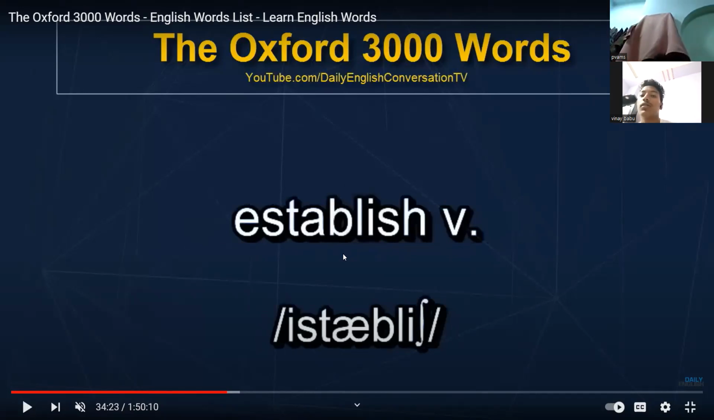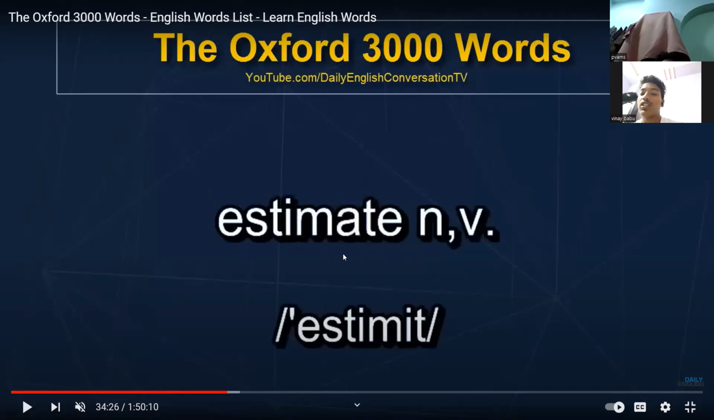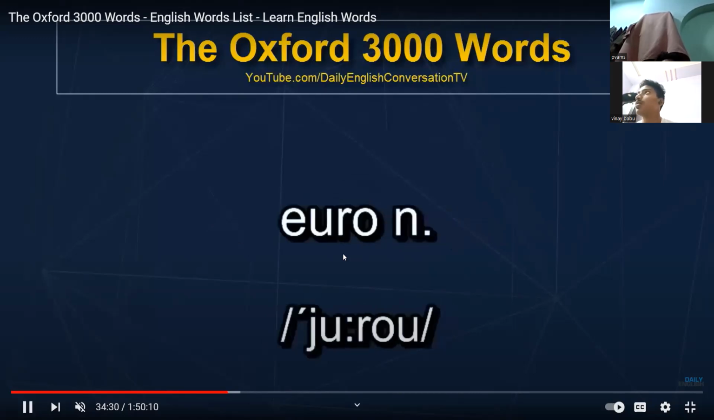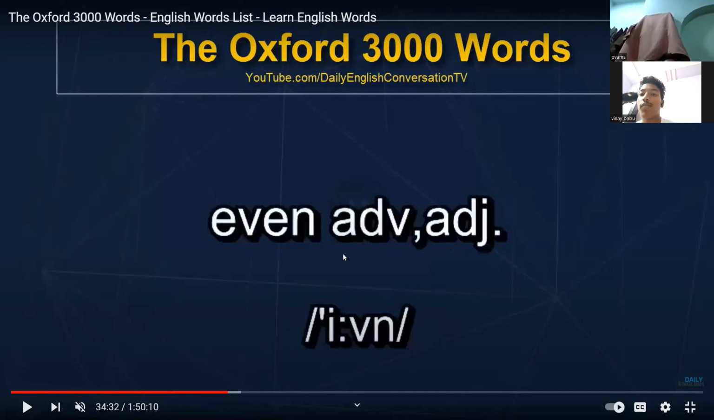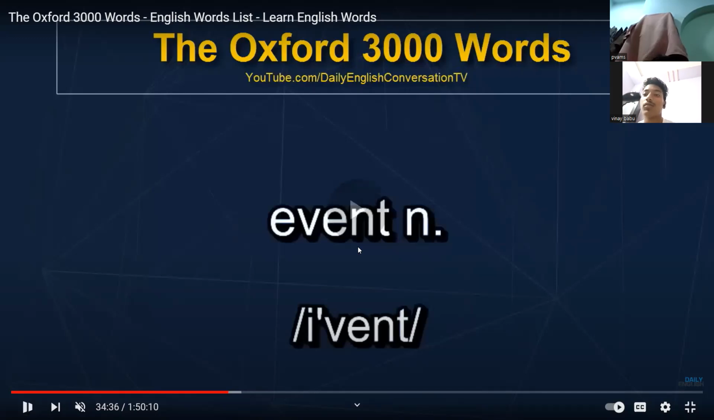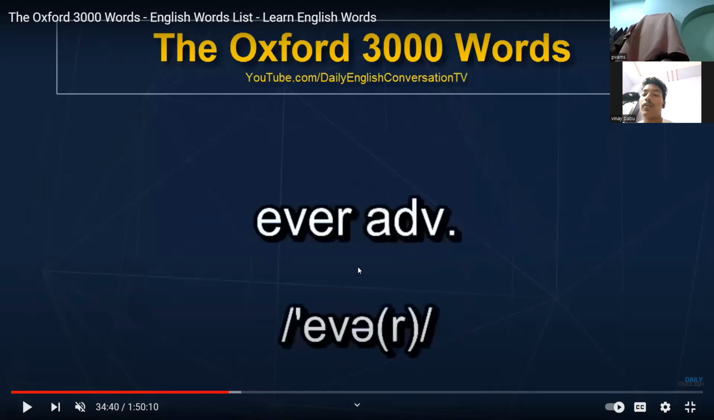Establish, verb, very important. State, noun. Estimate, noun and verb. Etc., noun. Euro, noun. Even, adverb and adjective. Evening, noun. Event, noun. Eventually, adverb. Eventually means finally. Ever, adverb.